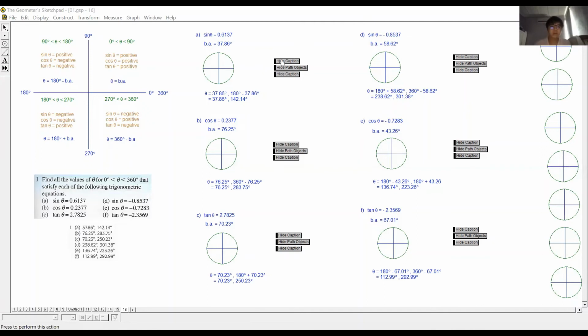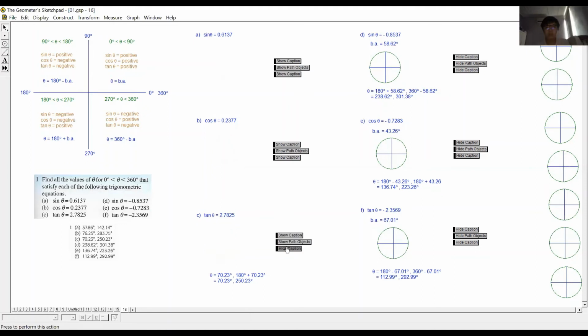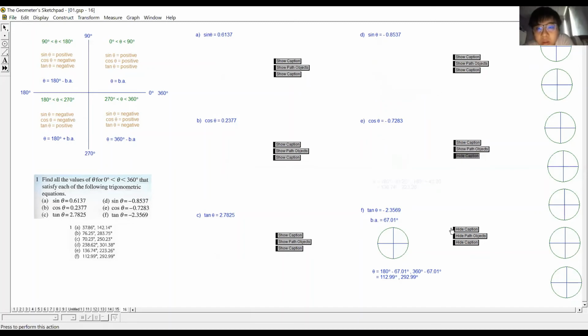Now, these are the questions here. Do you think you can find the angle? The calculator will only supply you with the basic angle. Can you find back the actual angle? One second. Now, I guide you first.